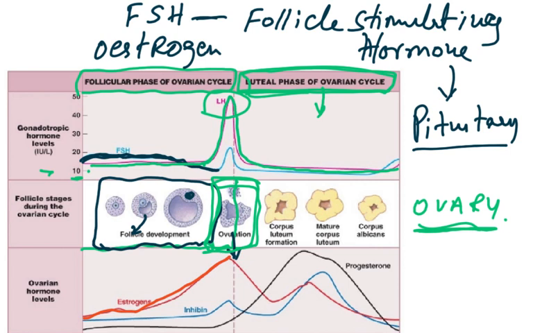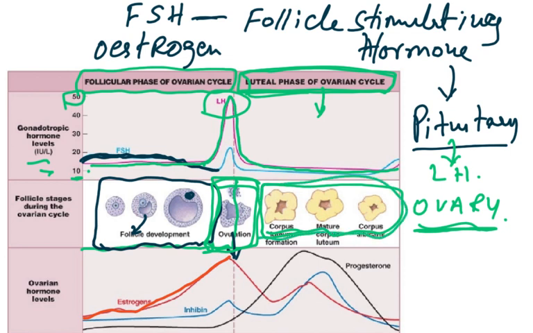LH, luteinizing hormone, results in the development of the corpus luteum. So luteinizing hormone on day 14 suddenly surges. The concentration in the blood increases to a very high level of 50. The level increase of LH results in ovulation. And please remember, LH is also produced by the pituitary gland. So the pituitary also produces LH, which is called luteinizing hormone. You can remember it from the corpus luteum. So for the corpus luteum to be formed, you need LH.